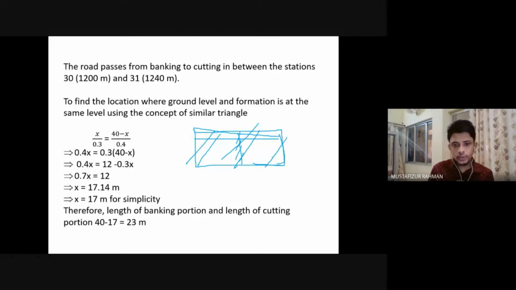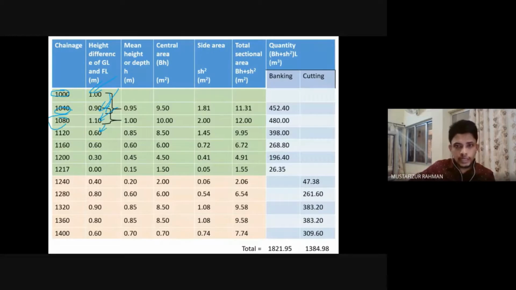So therefore, what we are doing is finding the mean cross-sectional area. To find it, we are taking the mean height, because height is the only thing that is changing. The breadth is not changing. The formation width is 10 meter. That is not changing. The height is changing. That is why we are finding the average height, and then multiplying with B, the breadth of the formation, which is 10 meter, to get the central area.